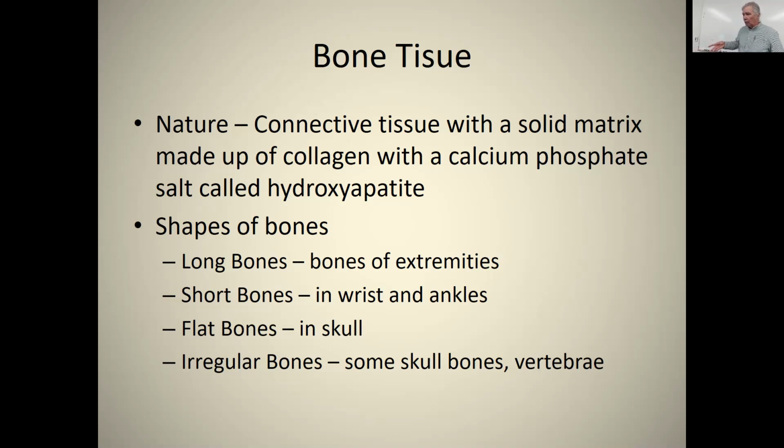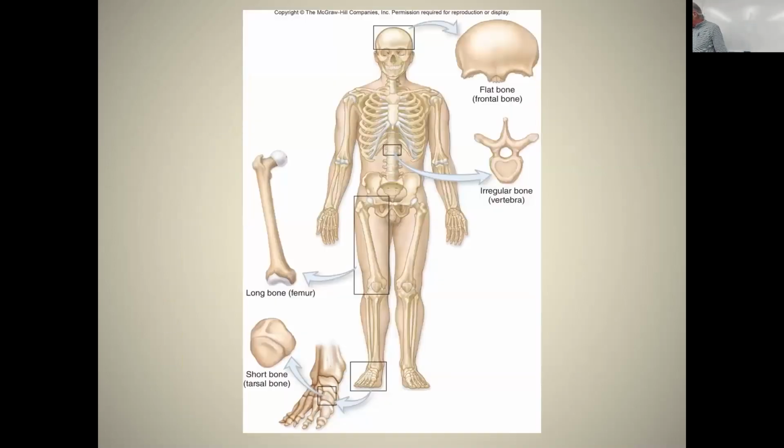Okay, shapes of bones. We have long bones, like bones in the extremities. We have short bones in the wrists and ankles, flat bones in the skull, and irregular bones that are really oddly shaped. Some skull bones are really oddly shaped, like the sphenoid bone. And vertebrae are irregularly shaped as well. And there they are right there. So long bones like the femur in your leg, a short bone, a tarsal bone in your ankle, flat bones in your skull, and irregular bones like a vertebra.